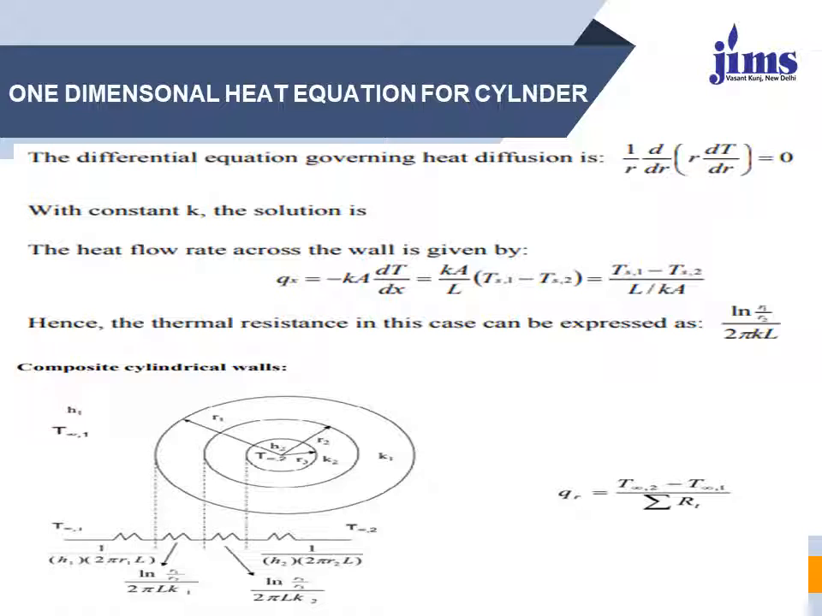R1 is the inside radius of the cylinder, and R2 is the outside radius of the cylinder. So finally, the heat transfer rate for a cylinder is (Ts1 - Ts2) divided by ln(R1/R2) over 2 pi KL, where K and L are the conductivity and the length of the cylinder. So next is the composite cylindrical wall.